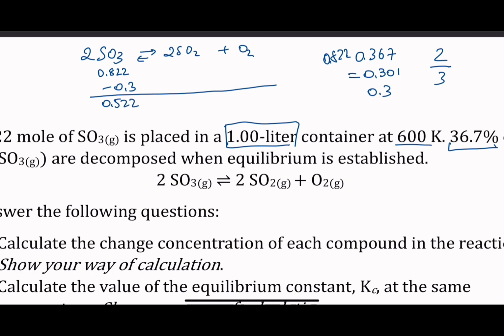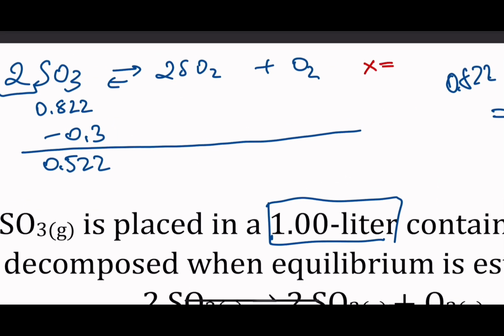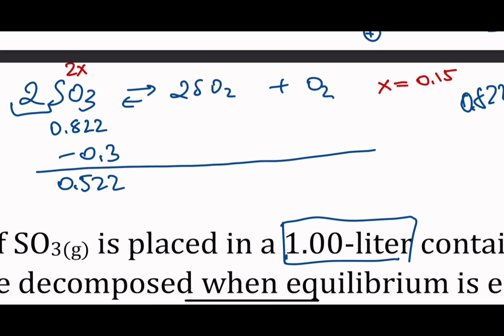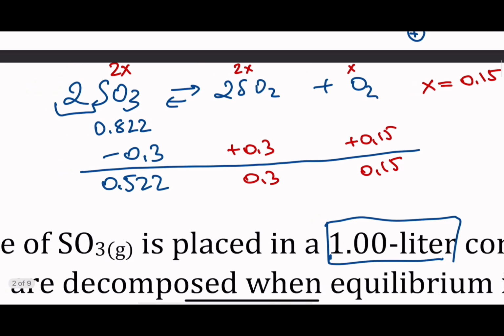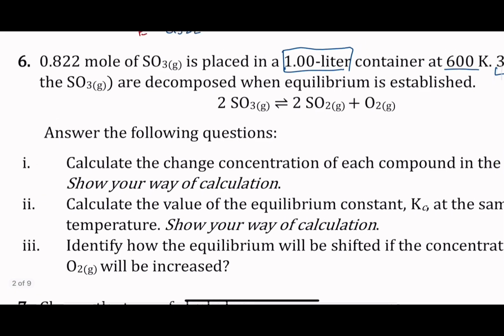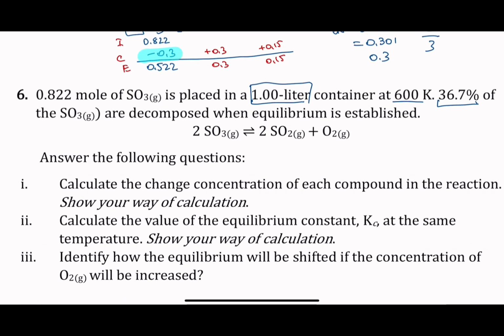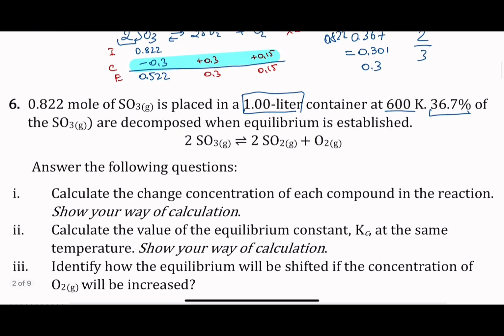But you need to consider the fact that we have a coefficient of 2 in here, right? So meaning that our x is 0.15, because we have 2x in here. Now this is 2x and x on this side, so we need to make again 0.3 here, and then 0.15 on this side, and that's what we have for the equilibrium concentration. Now it says calculate the change concentration of each compound. We did, so the change is this part, and calculate the value of equilibrium constant.